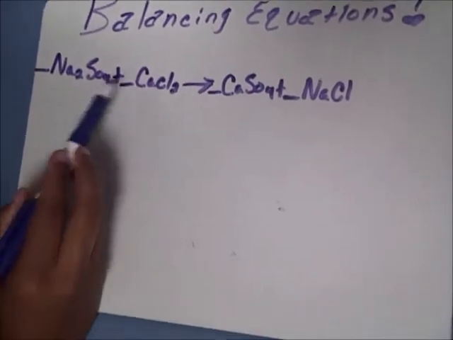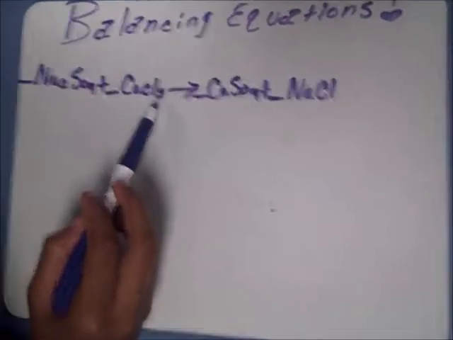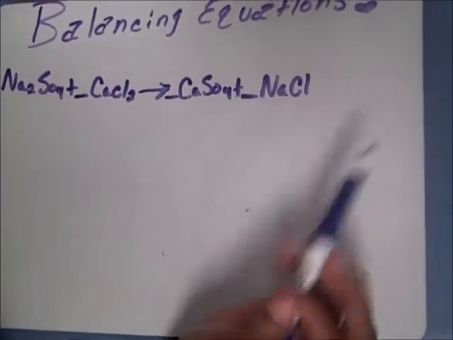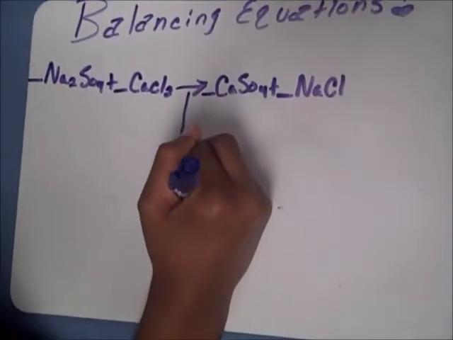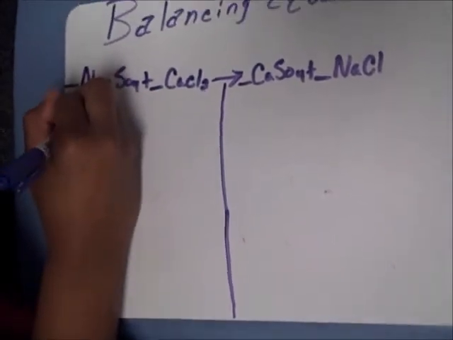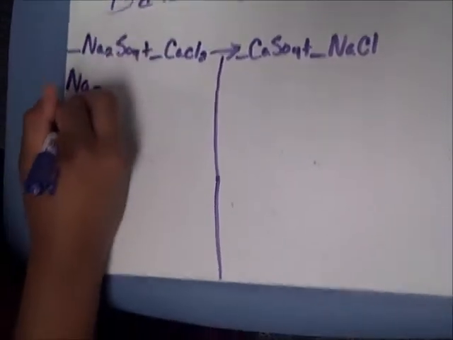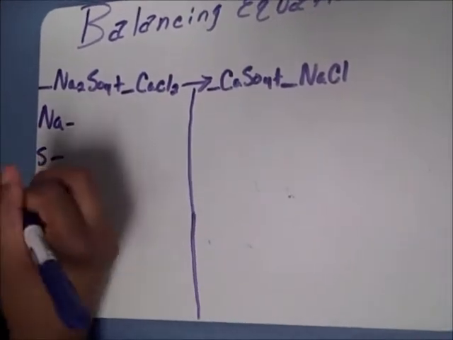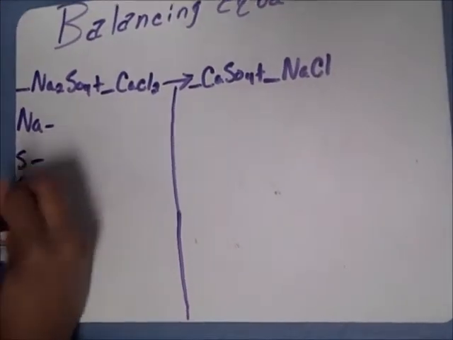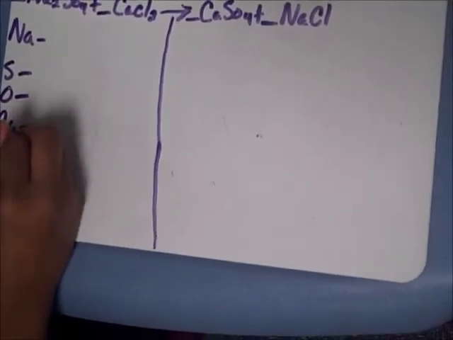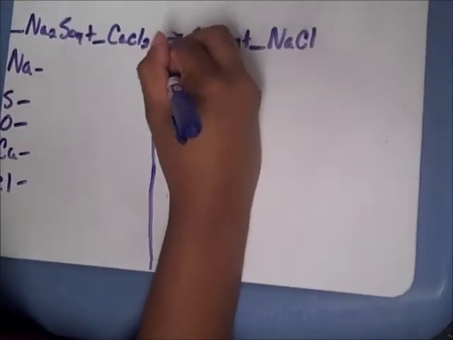Okay, here we have Na2SO4 plus CaCl2 gives CaSO4 plus NaCl. You're going to draw your line in the middle again, and come out to the side and write your elements. So here we have Na, S, O, Ca, Cl. You'll come over to the other side and write it again.